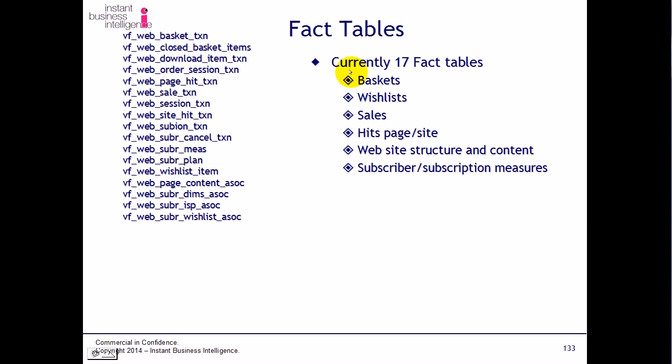And we currently have 17 fact tables with baskets, wish list, sales, hits, pages, sites, website structure and content. So if you want to have the website structure and content of your site defined, you can do that. And subscriber subscription measures, you can do that.